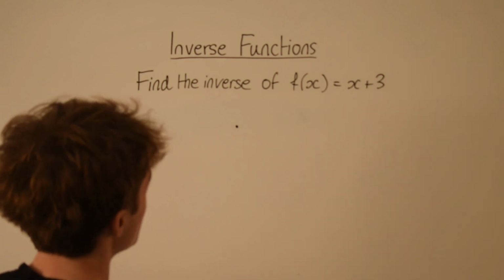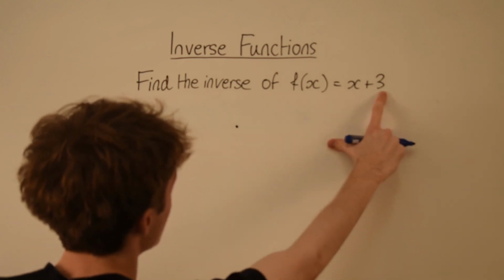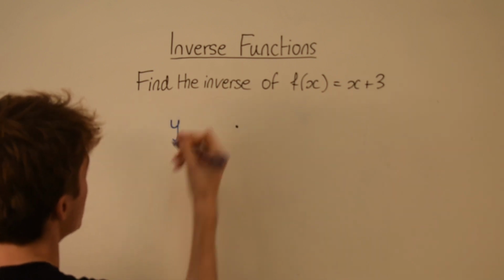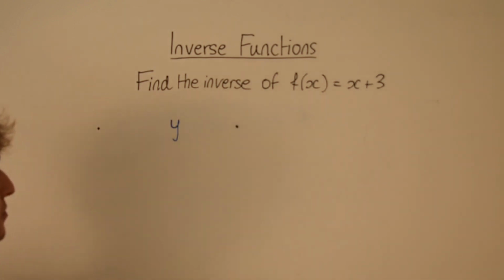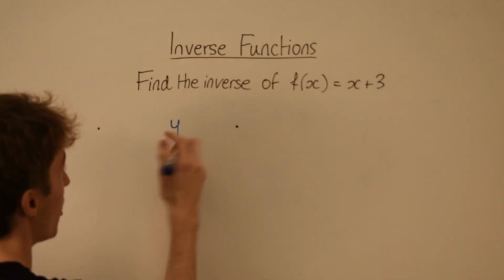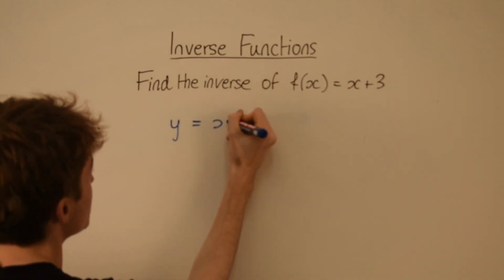So to find the inverse function, we're going to take the formula for the function and, instead of f of x, we're going to write y, because it just helps to make our algebra simpler. So instead of f of x equals x plus 3, we're going to write y is equal to x plus 3.